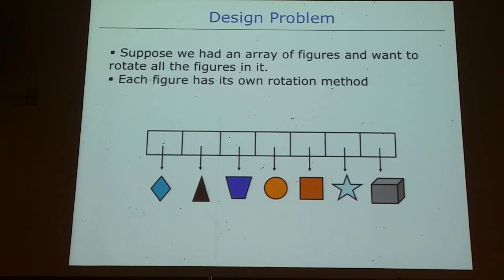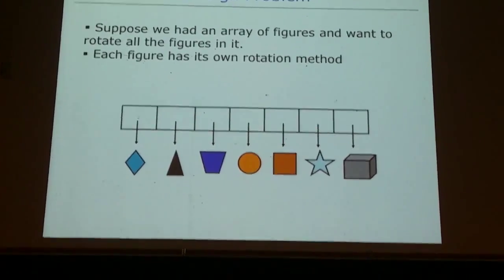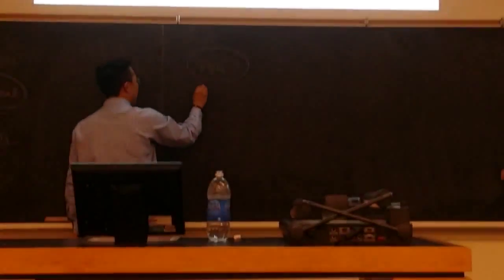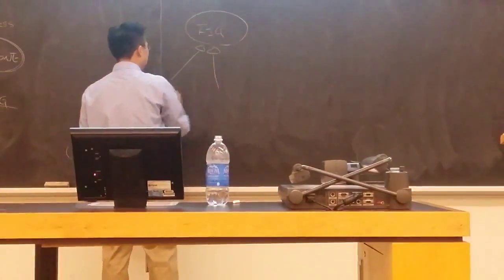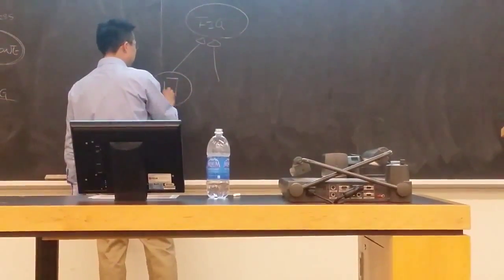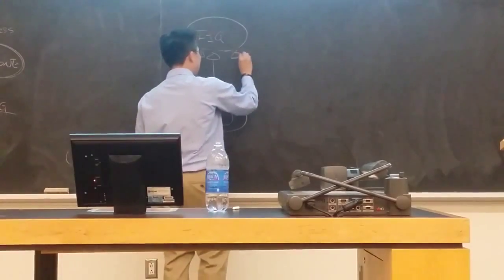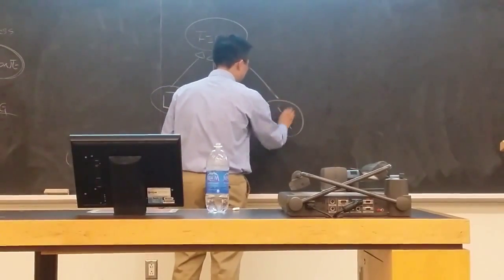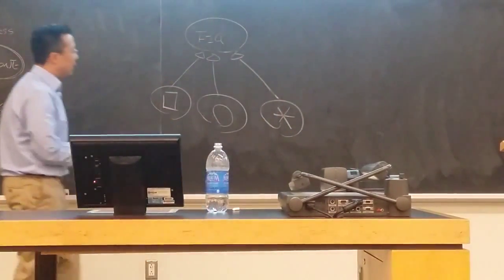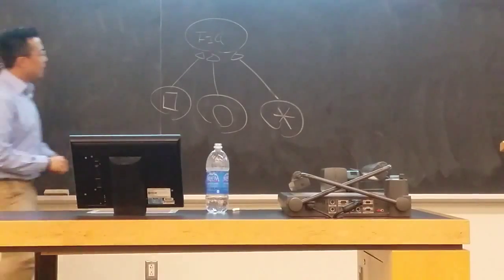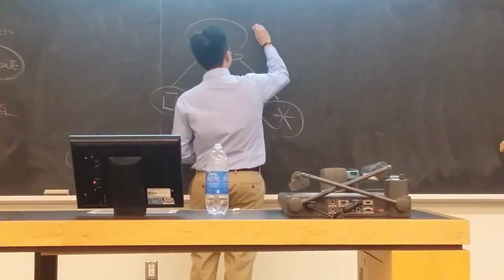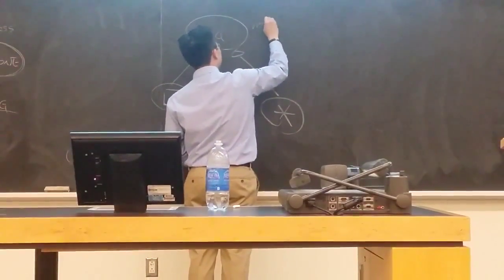Okay, and also each figure has its own rotation method. So basically, you can expect the hierarchy to look something like this. At the top level, you have figure, and then, in a very simplified view, you may have square, you may have circle, and you may have some star, something like that. Different shapes. Okay. And now, in the figure, we're going to support some rotate feature.